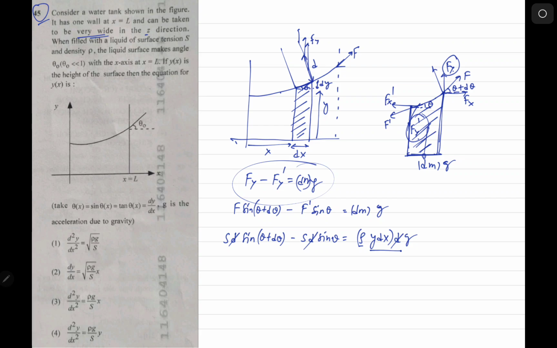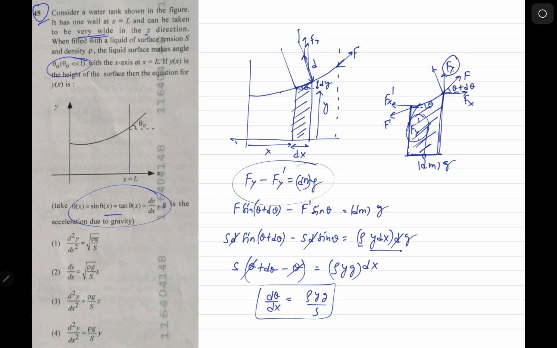Now the thetas are very small everywhere, and we can make this approximation. So sine theta plus d theta becomes theta plus d theta only. So theta plus d theta minus theta, with s taken common, is equal to rho y g into dx. It cancels here. So d theta by dx is equal to rho y g by s. This d theta by dx we need to substitute.